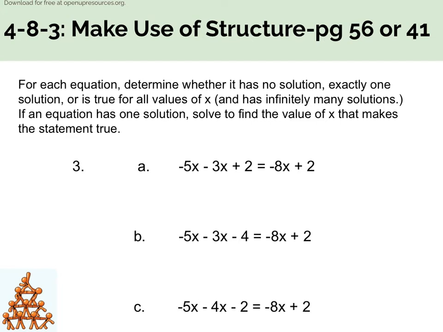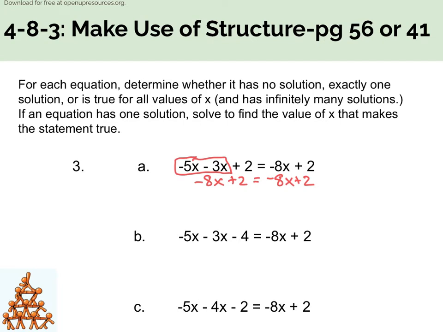All right, so let's go ahead and look at A. Let's start combining terms that are the same on the same side. So we have -5x minus 3x. So -5 minus 3 is -8x. We still have the +2 equals, and then the right-hand side is the same as what it was before.